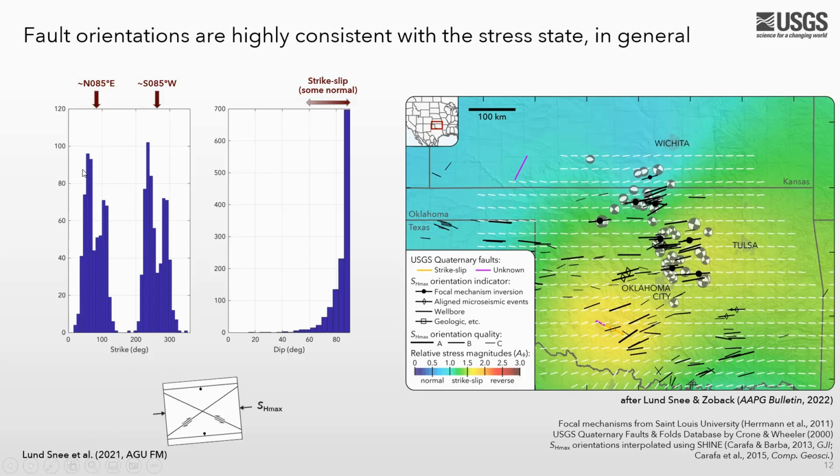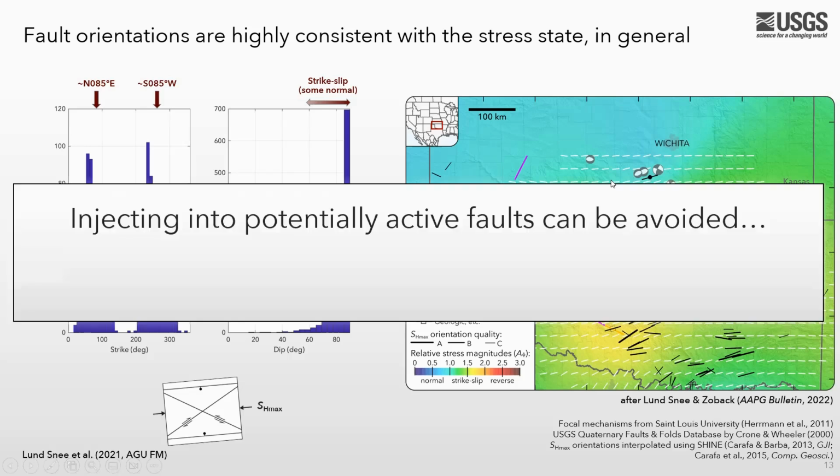And as you would expect, the planes are striking about 30 degrees in either direction of SHmax, which is what you would expect for strike slip faulting if the Coulomb criterion applies with coefficients of friction of around 0.6. Planes dip very steeply, consistent with strike slip faulting, but we also see planes that are subparallel to SHmax and dip a little more shallowly, which would be consistent with normal faulting, and the focal mechanisms here support that.